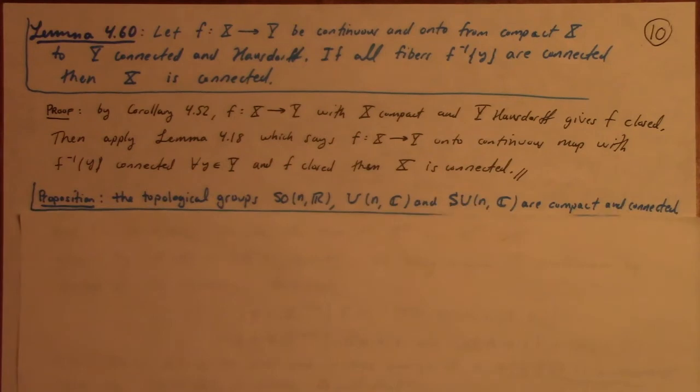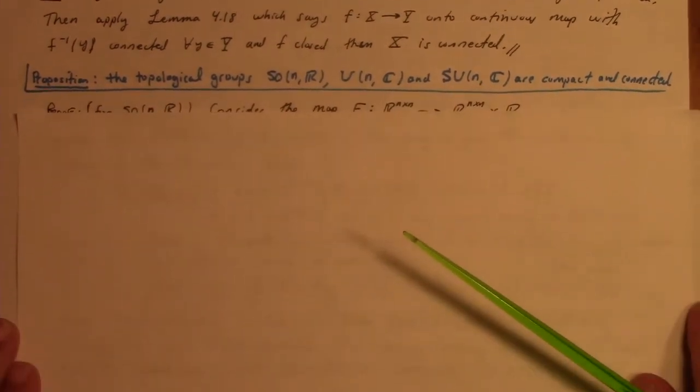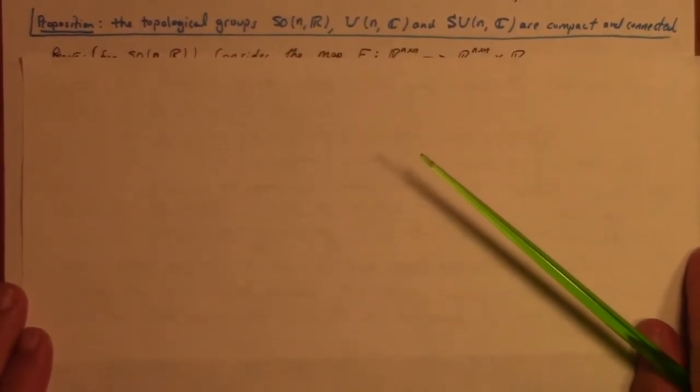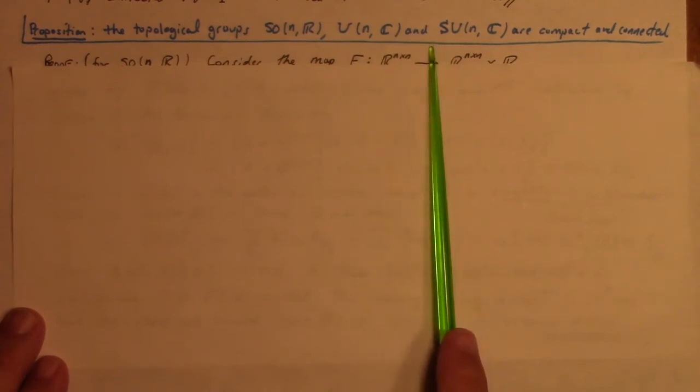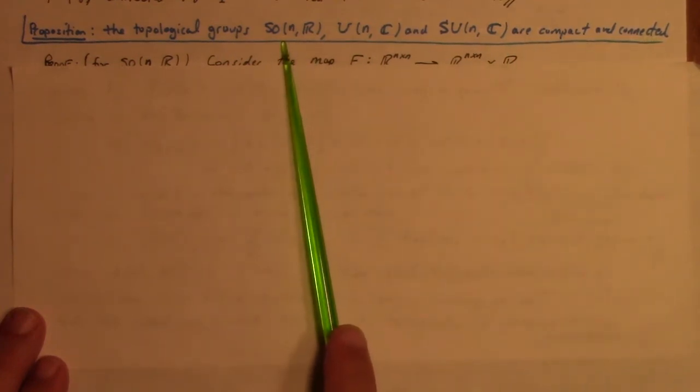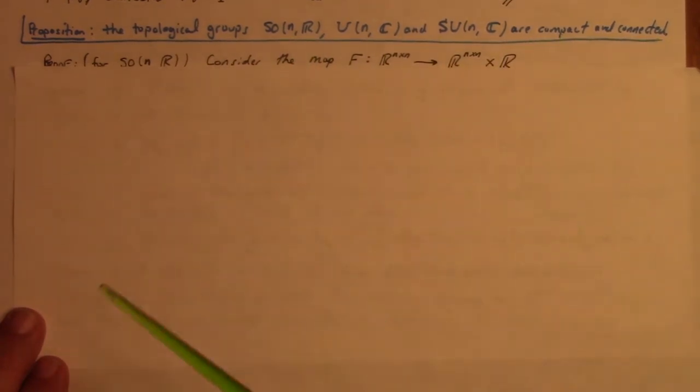So here we go. Proposition. We're going to use that lemma 4.60 I just scrolled up. This really feels more like a theorem, but anyway, proposition. The topological groups SON, UN, and SUN, the special unitary group of n by n complex matrices, are compact and connected. So SON, which is all we're actually going to prove, we're just going to prove SON R is compact and connected, and allegedly the proofs of the other two are similar.